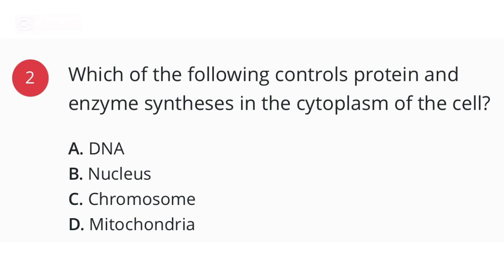A. DNA, B. Nucleus, C. Chromosome, D. Mitochondria. Many students will think that the answer is ribosome, but it is not ribosome. The answer is nucleus. Ribosome is the site for protein synthesis, while nucleus is the center that controls it.